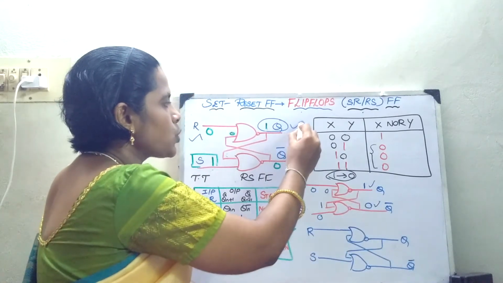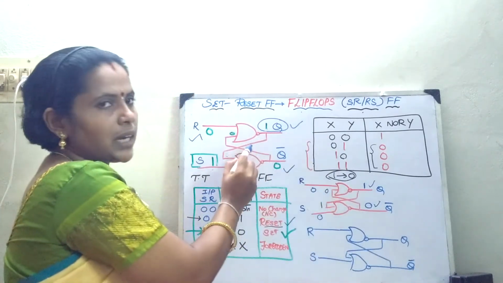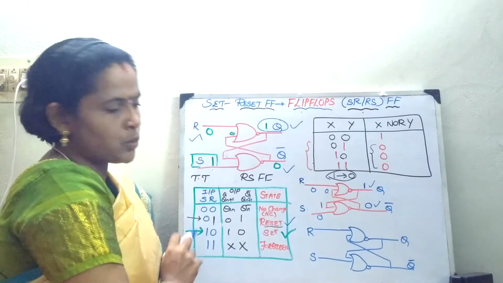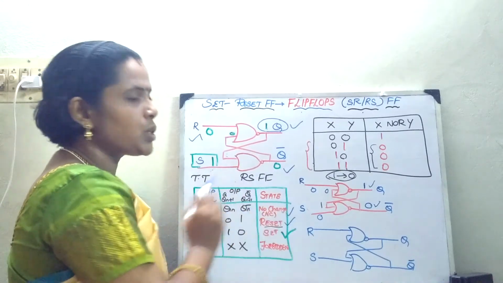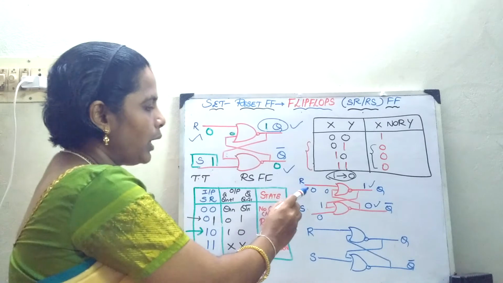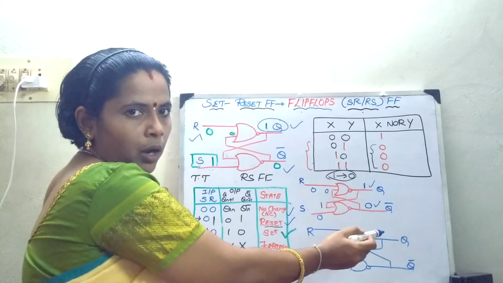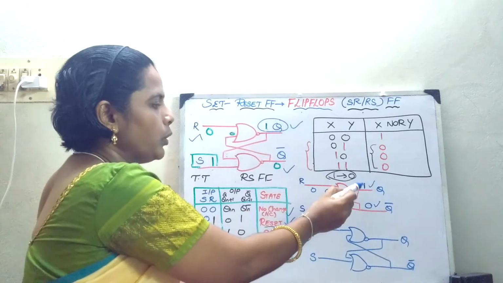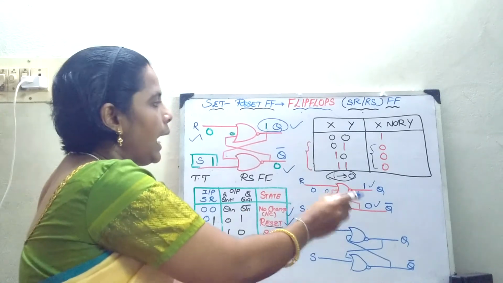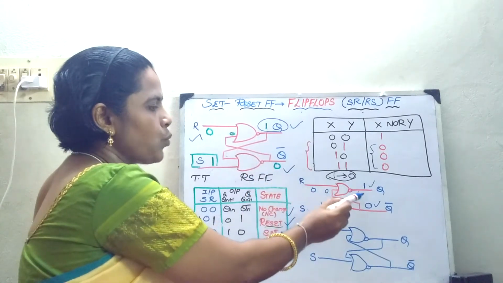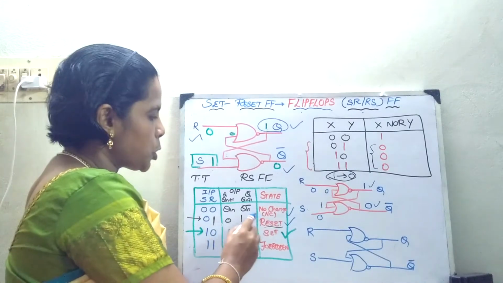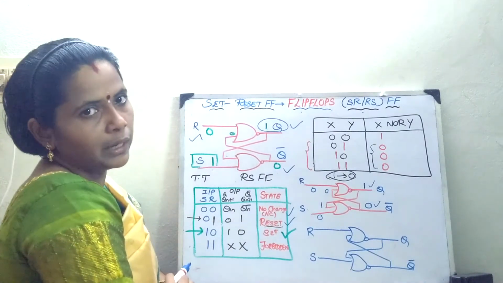Then my output is 1 and 0. So it is going to retain the previous state as it is, so it is called a no change condition. Whenever my inputs are 0, 0, I cannot predict my output, so I take the previous output condition and proceed, and I get the same state, 1, 0. So this condition is called a no change condition.